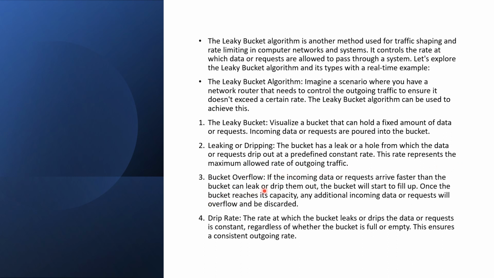Third one, bucket overflow. If incoming data or requests arrive faster than the bucket can leak them out, the bucket will start to fill up. Once the bucket reaches its capacity, any additional incoming data or requests will overflow and be discarded. Fourth one, drip rate. The rate at which the bucket leaks or drips the data or requests is constant, regardless of whether the bucket is full or empty. This ensures a constant outgoing rate.